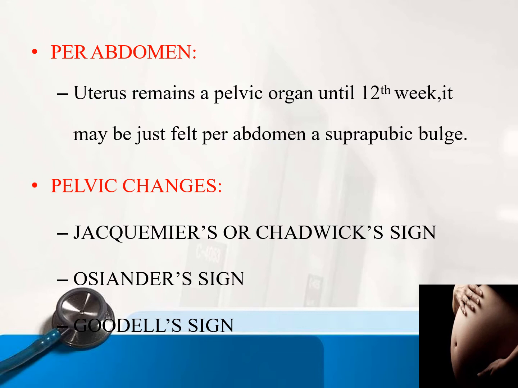And if you come to the abdomen, up to the 12th week the uterus will be inside the pelvic cavity, but by the 12th week it will just enter into the abdominal cavity so that you can feel it per abdominally as a suprapubic bulge, just above the symphysis pubis. And the pelvic changes include Jacquemier's sign or Chadwick sign, Osiander sign, and Goodell sign.